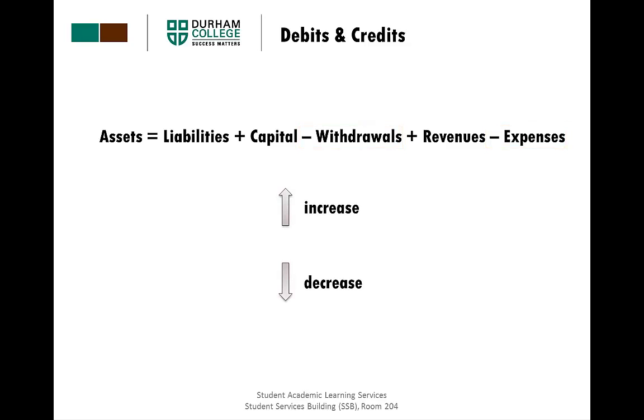Arrows will be used to show the effect of debits and credits on the different types of accounts. Up arrows for increase, down arrows for decrease. Remember that debits are on the left side of T-charts and credits on the right.